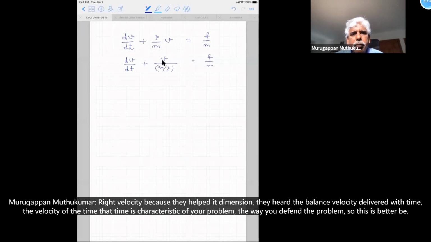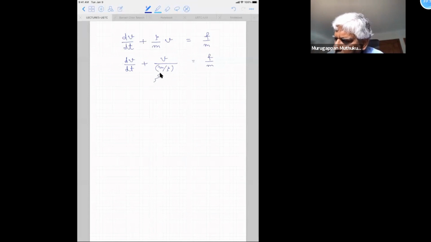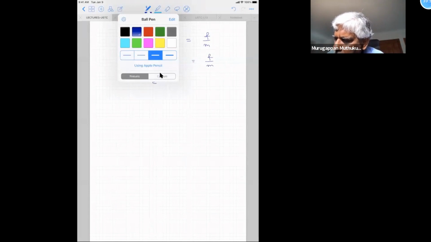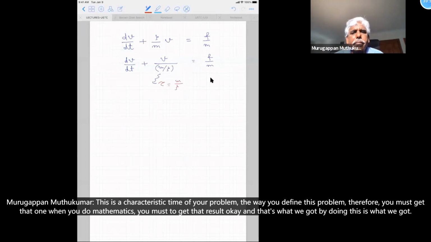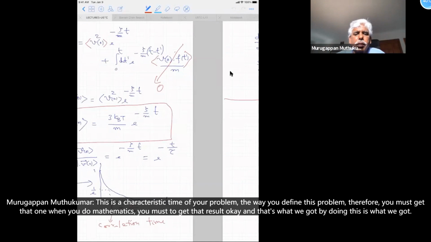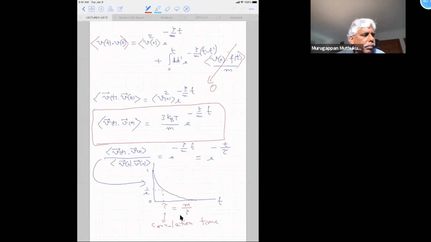Velocity divided by time, velocity divided by time. That time is characteristic of your problem, the way you define the problem. So this better be tau. This is tau, a characteristic time of the problem. Therefore, when you do the mathematics, you must get that result, and that's what we got.